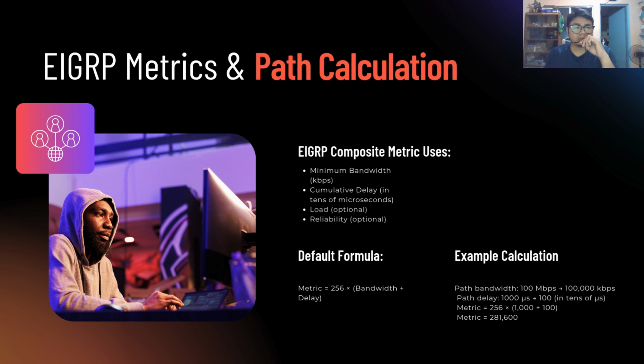Let's say a path has a bandwidth of 100 Mbps and a total delay of 1000 microseconds. After converting this into EIGRP units, the protocol supplies the formula and multiplies the result by 256. This value becomes the metric used to evaluate and compare potential routes.